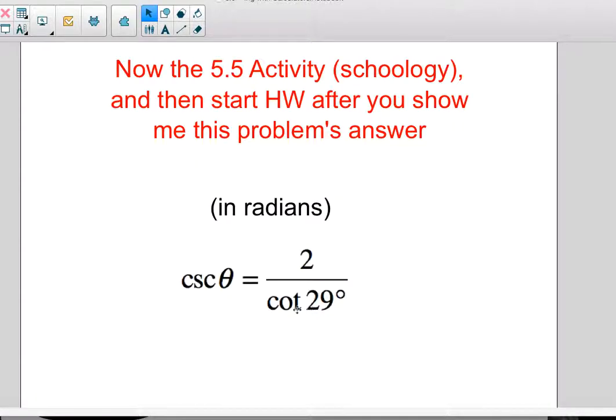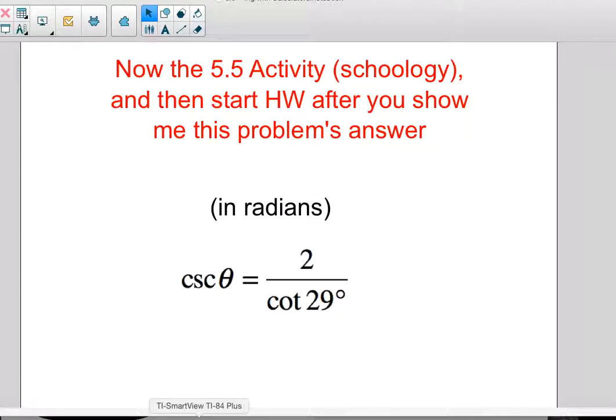All right, so this one says find, so it's cosecant of theta is equal to 2 over cotangent of 29 degrees. Now it wants radians, but if you think about it, the first thing that you would type in would have to be degrees. So you don't want to be in radian mode. You actually want to be in degree mode, even though the final answer is in radians. The first step is going to be inputting degrees. So 2 over cotangent of 29 degrees.